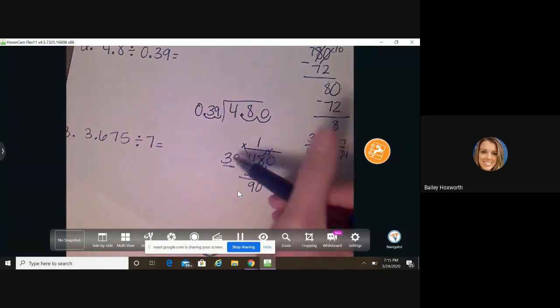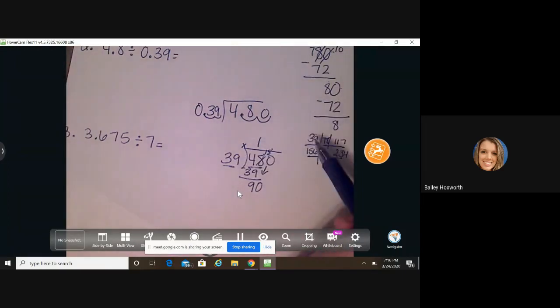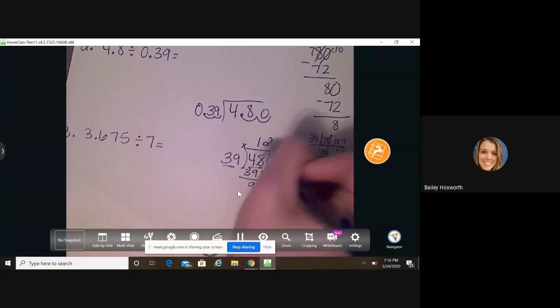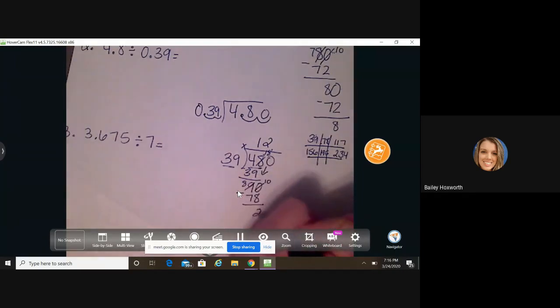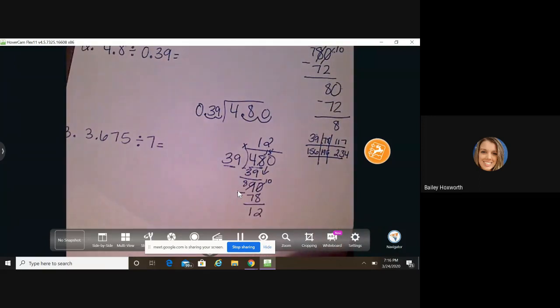How many times can 90 be divided by 39? 1, 2. Well, 3 is too big. So how many times? 2 times. And 2 times 39 is 78. And when I subtract there, I'm left with 12. I have nothing else to bring down. Am I allowed to have a remainder? Because this technically was a decimal problem when we started. So when dividing decimals, are you allowed to have a remainder? No, you are not. So let's take a look.